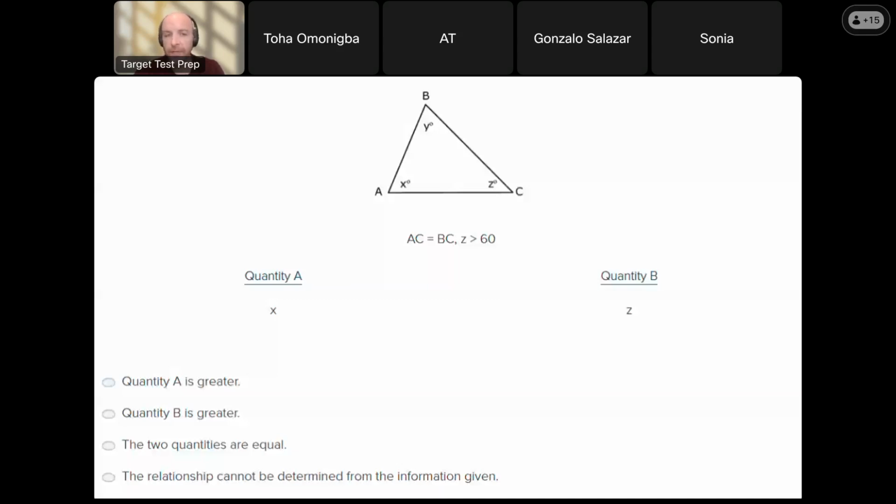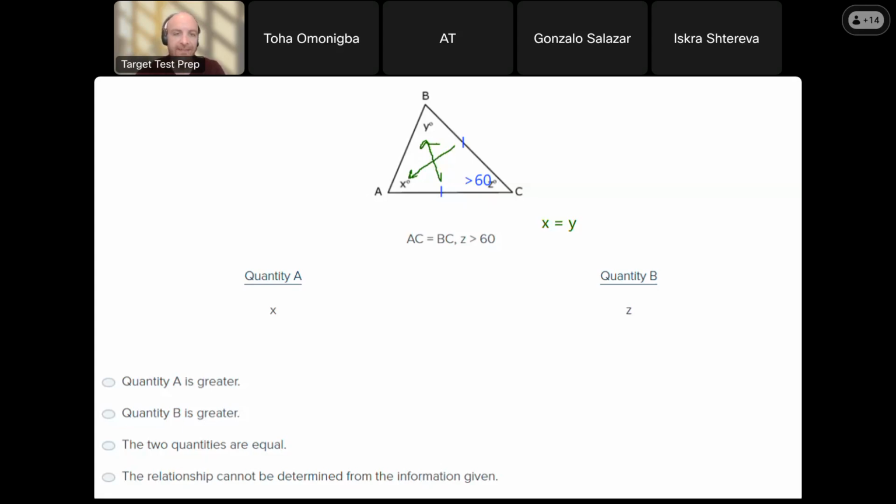So the thing we have here is we know that z is greater than 60. If you wanted to recreate the diagram on your scratch work, which I think is a good idea, you would say, okay, I know that this is bigger than 60. But the other thing I know is that I've got some equal sides here. I know that AC is equal to BC. That means the angles opposite those two sides are going to be equal as well. So y and x are going to be equal. If you didn't know about that property before, now you know it: equal sides imply equal opposite angles. So I know that x and y are the same in terms of degree measures, right?